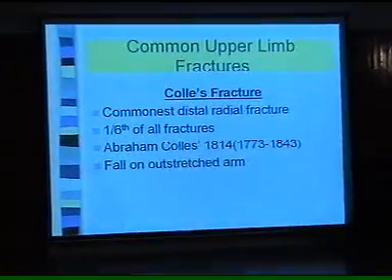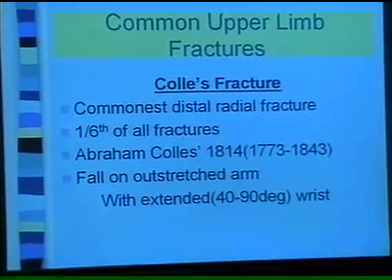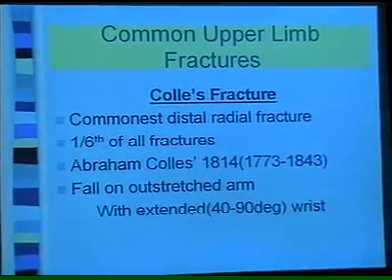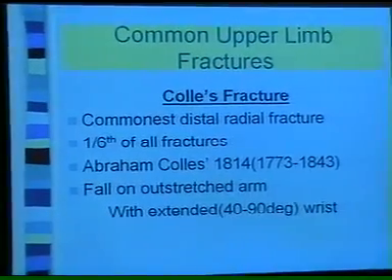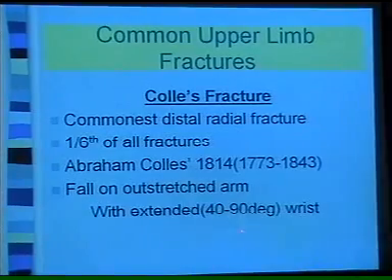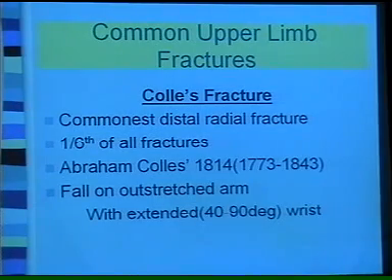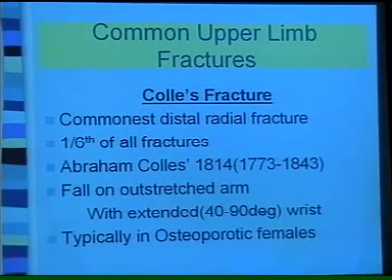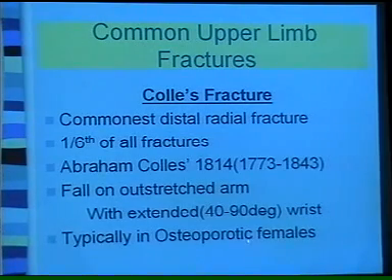It happens when you fall on your outstretched arm with extension at the wrist of around 40 to 90 degrees. That's why I ask how the patient fell. It is completely different whether the wrist was extended when they fell on it or was flexed. Scaphoid injury also happens when it is extended, but it also has to be pronated. That's the exact mechanism of how they fall and sustain a Colles fracture. As I said, it's typical in osteoporotic females.